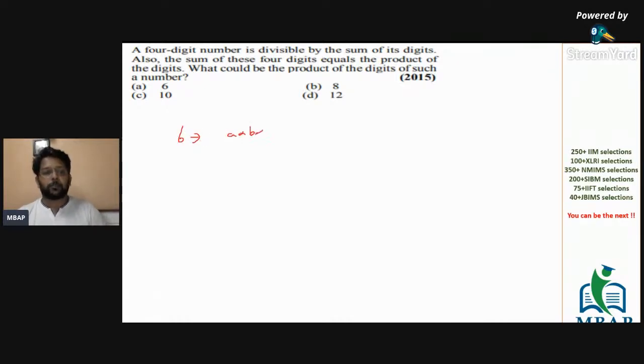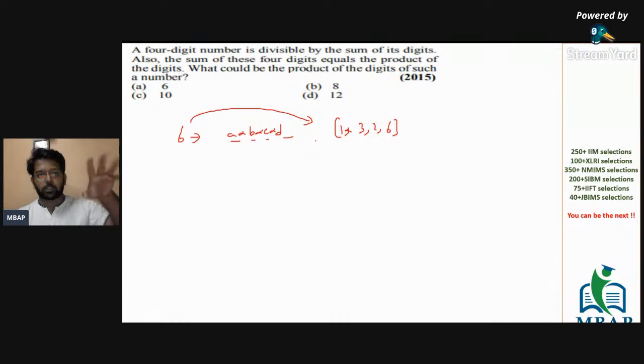If 6 is the product of the 4 digits, then 6 will come out only if you multiply the factors of 6. So 1, 2, 3 and 6 will be the values. It could be one, two, three, or four of those numbers, which on multiplication should give you 6. And it has been said the sum of digits should be equal to the product of digits.